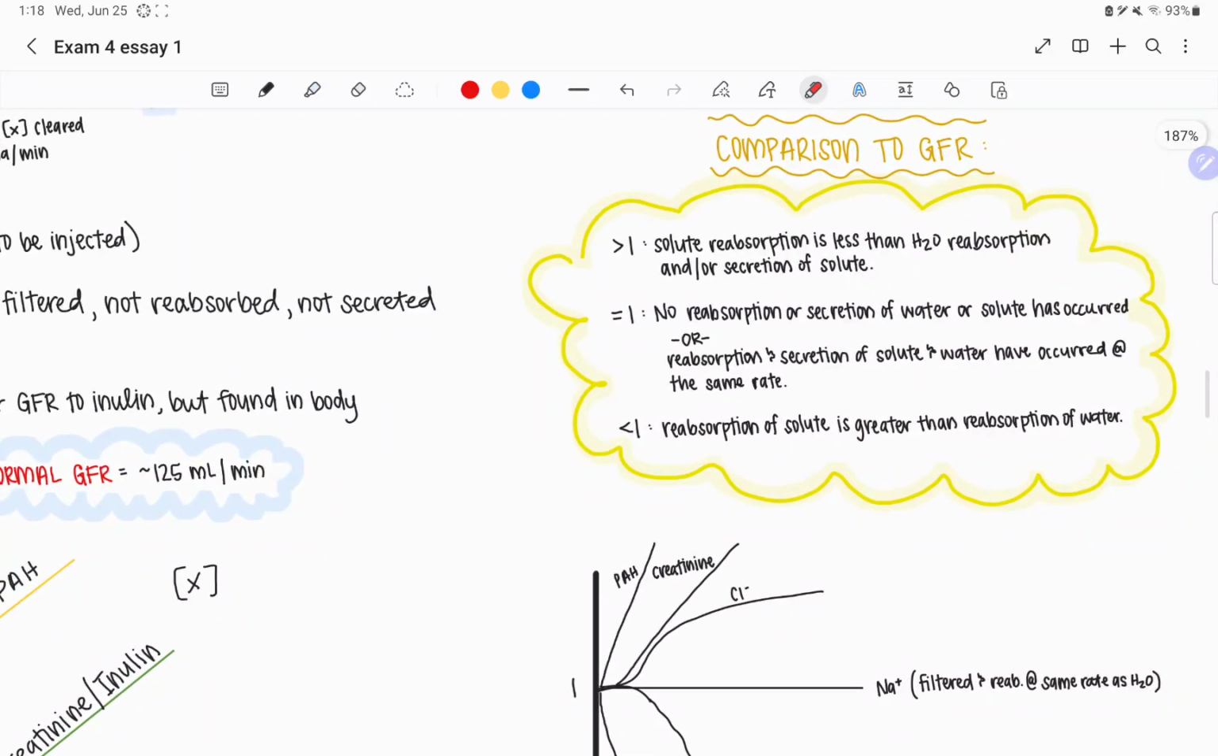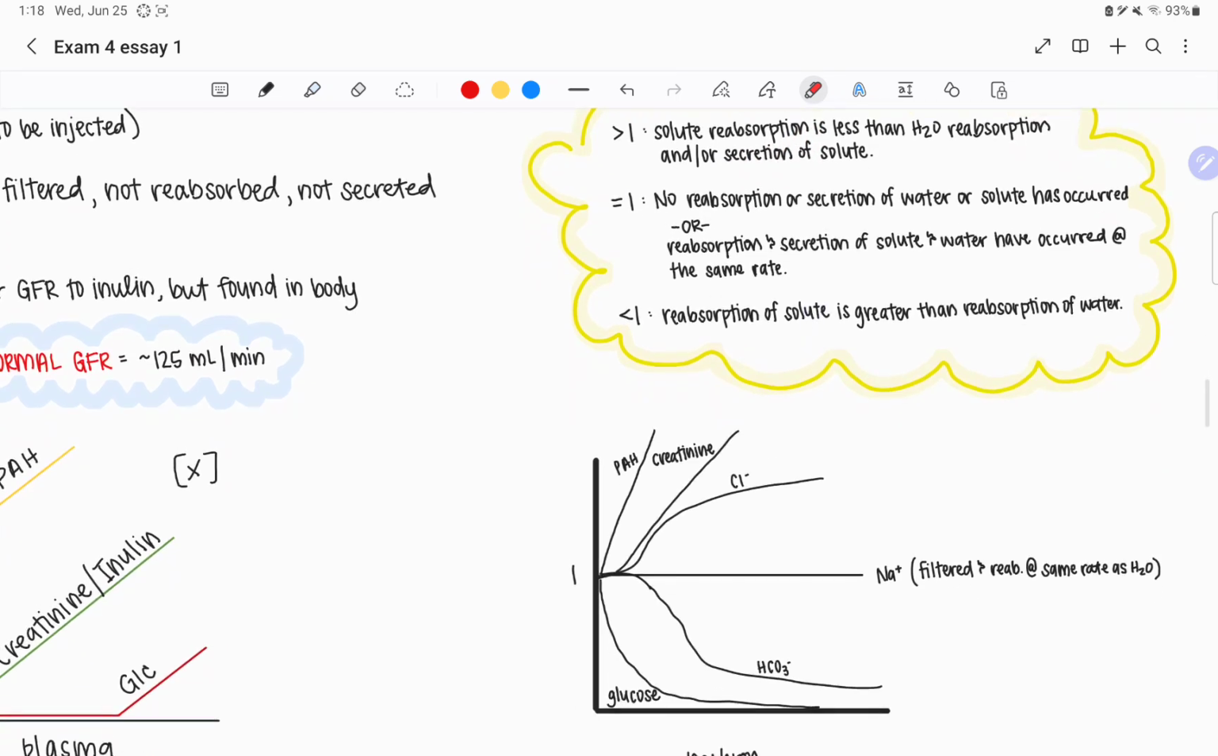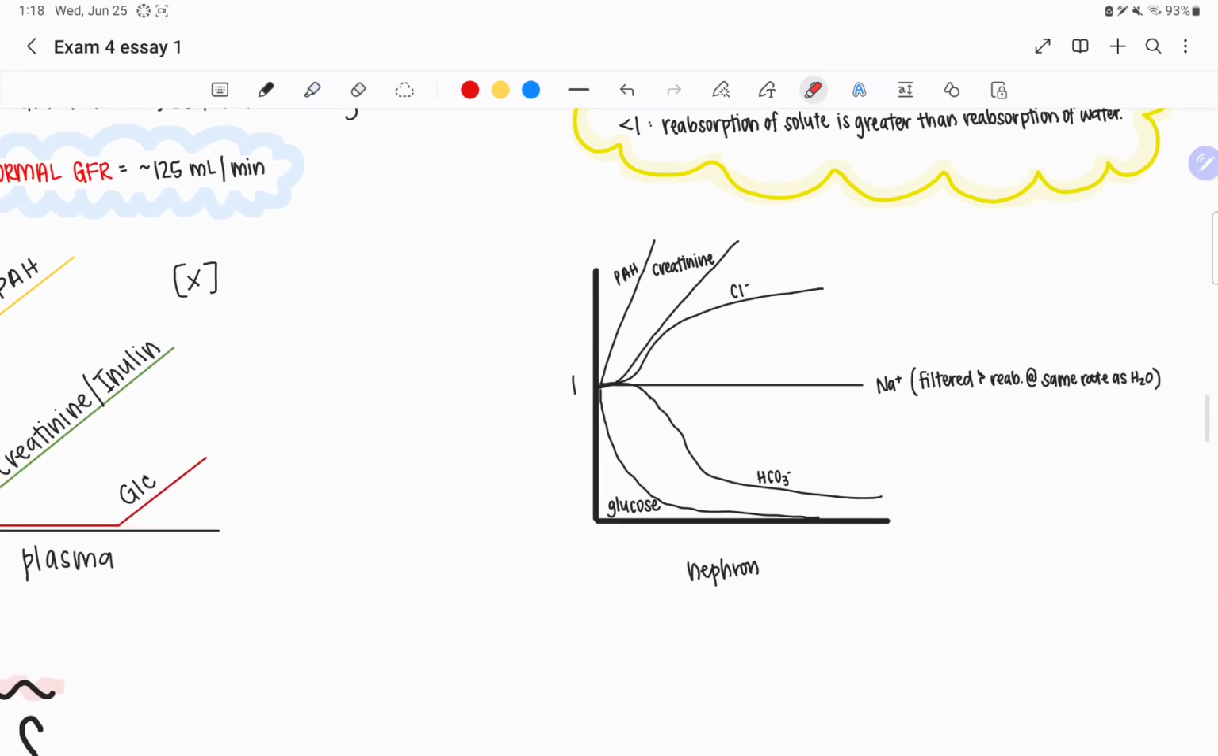So if it's greater than 1, it's being filtered, it's hardly being reabsorbed, if at all, and it's also being secreted. But if it's less than 1, then reabsorption is happening at a greater rate than water. So here's a little chart that I've drawn out. At 1, sodium is almost always the same as water, being filtered and reabsorbed at the same rate.